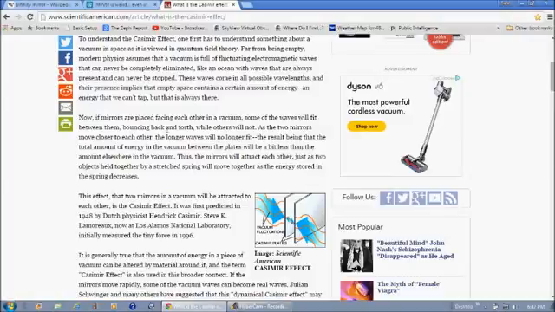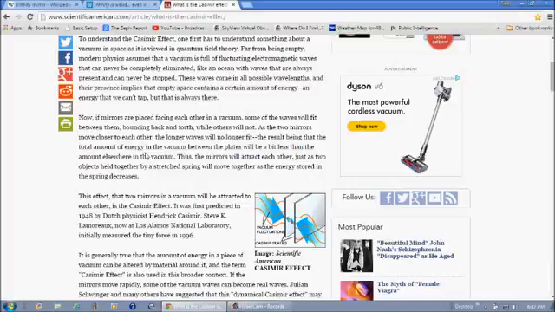Now, if mirrors are placed facing each other in a vacuum, some of the waves will fit between them, bouncing back and forth, while others will not. As the two mirrors move closer to each other, the longer waves will no longer fit, the result being that the total amount of energy in the vacuum between the plates will be a bit less than the amount elsewhere in the vacuum. Thus, the mirrors will attract each other, just as two objects held together by a stretched spring will move together as the energy stored in the spring decreases.